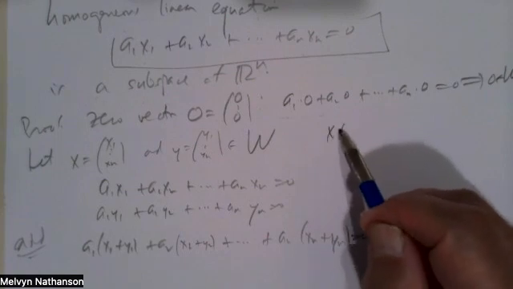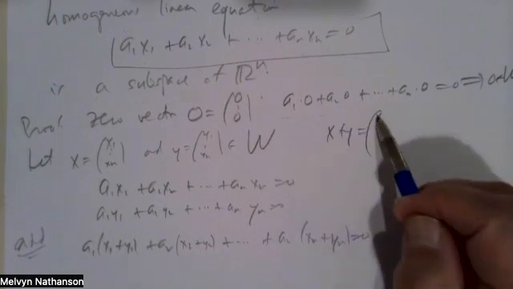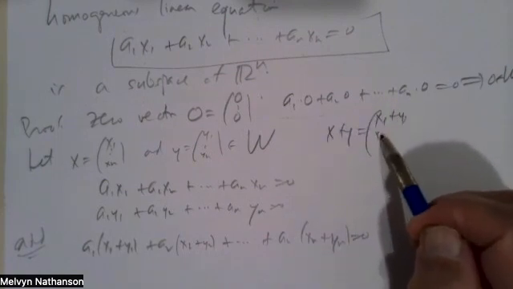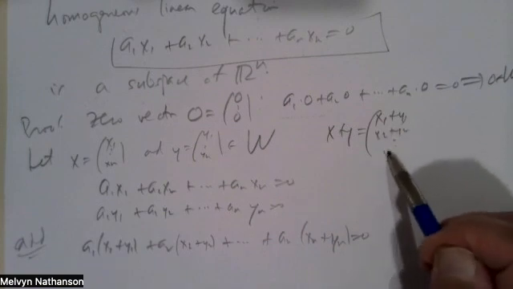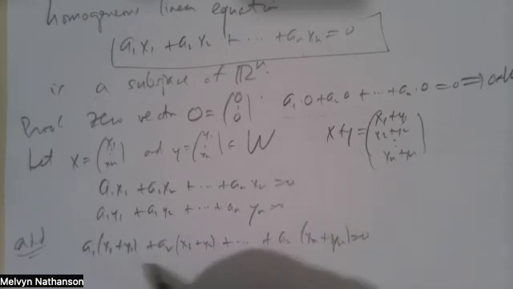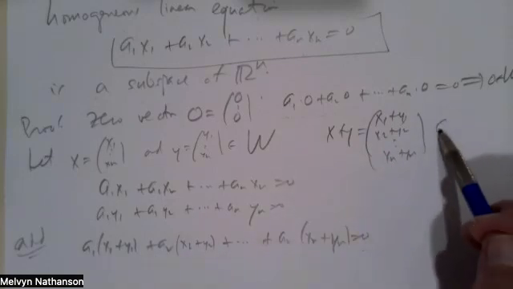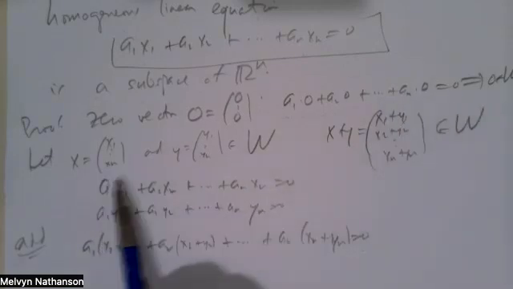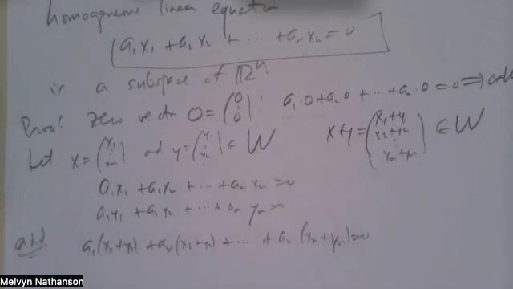But what is the vector x plus y? It is coordinates x1 plus y1, x2 plus y2 down to xn plus yn. And that's the solution of this equation. So if x and y are solutions, x plus y is a solution. So the solution space of a homogeneous equation is closed under addition.